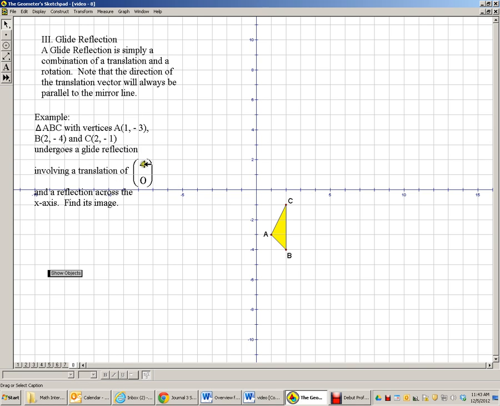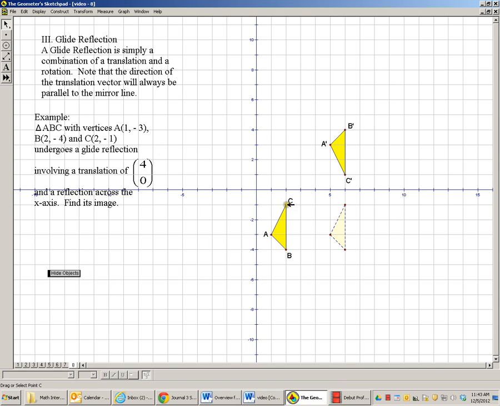So for example, here's my triangle again. We've seen it before, ABC. If I undergo a glide reflection involving a translation of <4, 0> and a reflection across the x-axis, let's find the image. Well, I'm going to cut right to the chase. It's easy to translate the triangle by 4, according to this vector, because this is saying move 4 in the x direction and 0 in the y direction.